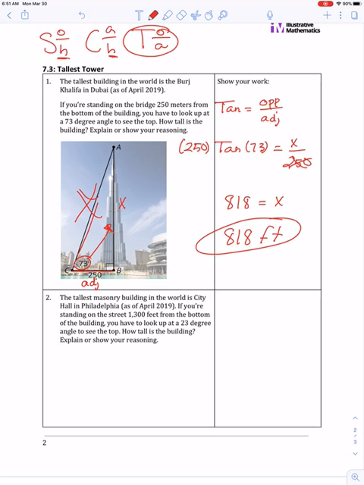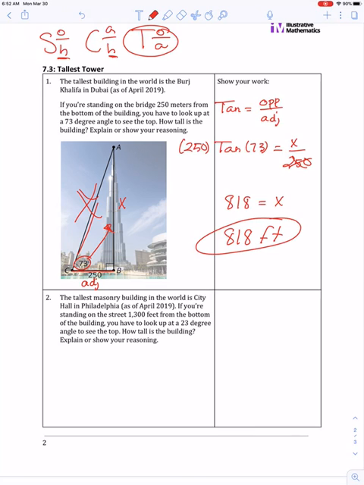All right, number 2. The tallest masonry building in the world is City Hall in Philadelphia. If you're standing on the street 1,300 feet from the bottom of the building, you have to look up at a 23-degree angle to see the top. How tall is your building?